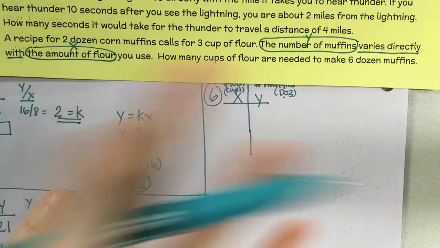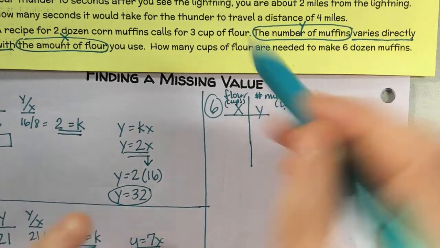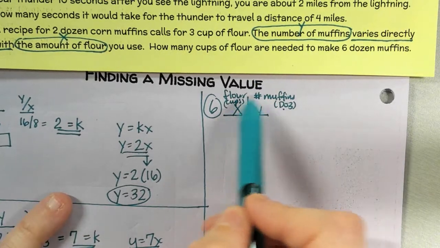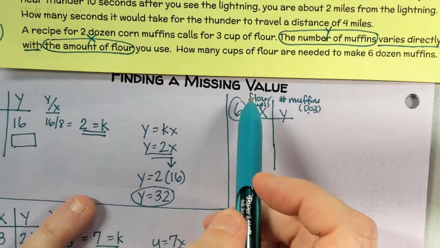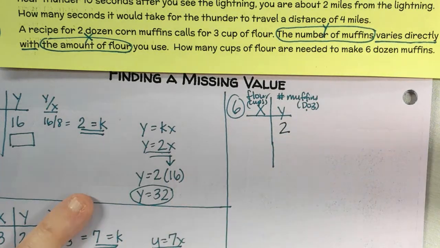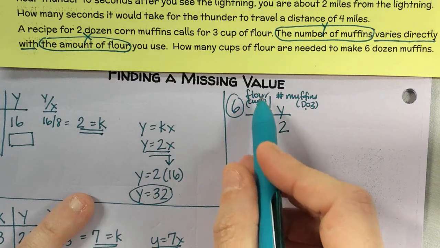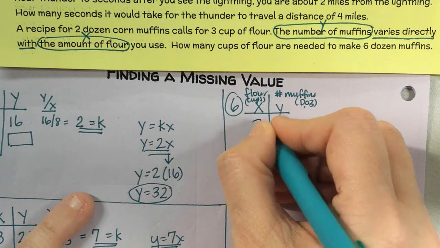Okay, so now I'm going to start putting the stuff in the table, okay? Now, the X and Y are so I can write an equation. But what really matters is these labels. So it says 2 dozen corn muffins. So the muffins are Y. So I'm going to put the 2 dozen corn muffins there. And 3 cups of flour. And cups of flour go in this column, so I'm going to put a 3 there.